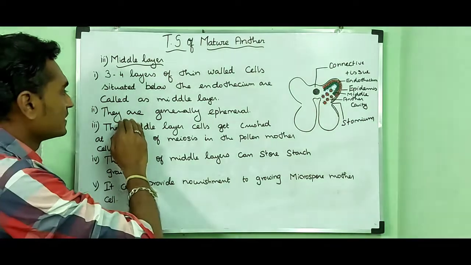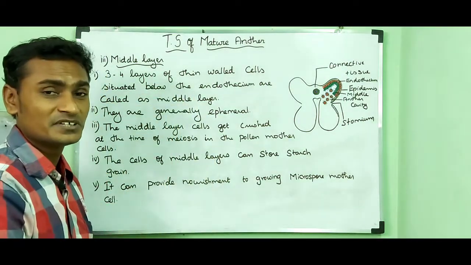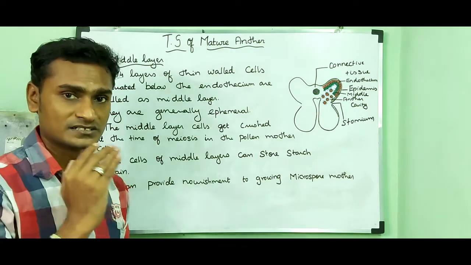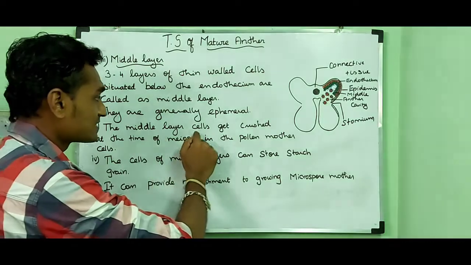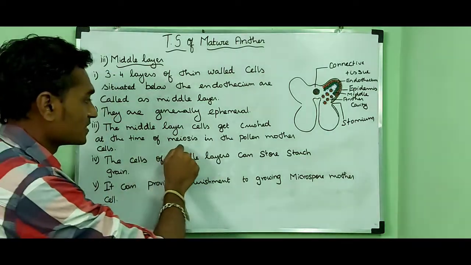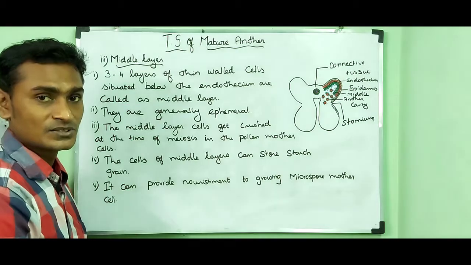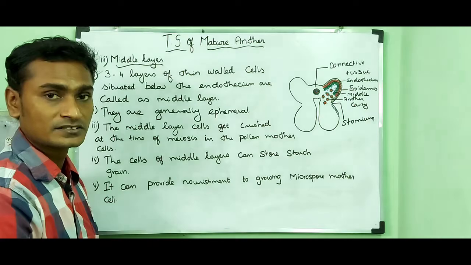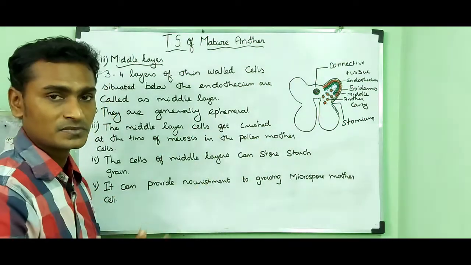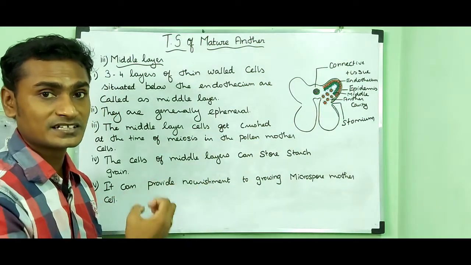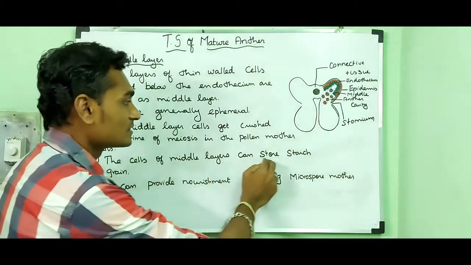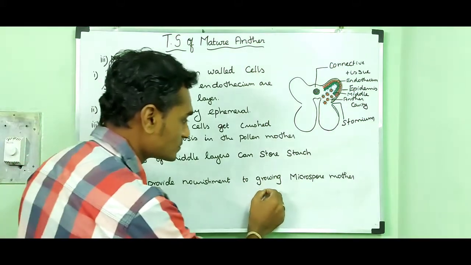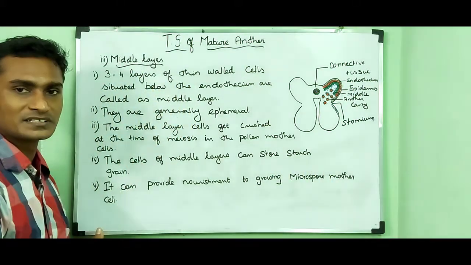Then they are generally ephemeral. Ephemeral means a short-lived layer. The middle layer is short-lived because the middle layer cells get crushed at the time of meiosis in the pollen mother cells. Why does it get crushed? Because it can store starch grains. So it can provide nourishment to the growing microspore mother cell.